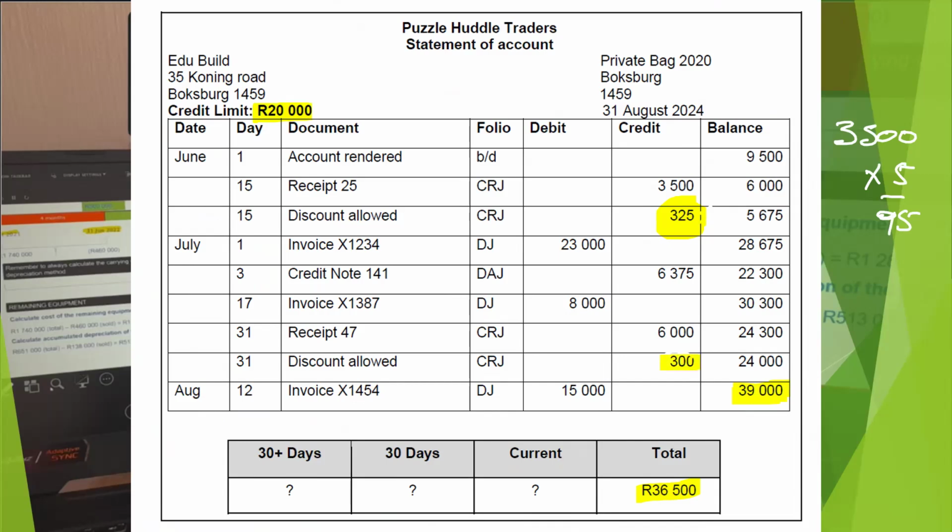Because that 6,000 rand is also at 95. If you were to take that 6,000 rand and multiply it by 5 and divide it by 95, you will not get that 300 rand. And that's a problem. The balances are not the same, so something is not adding up here. That balance is not the same as the balance in the debtor's age analysis.